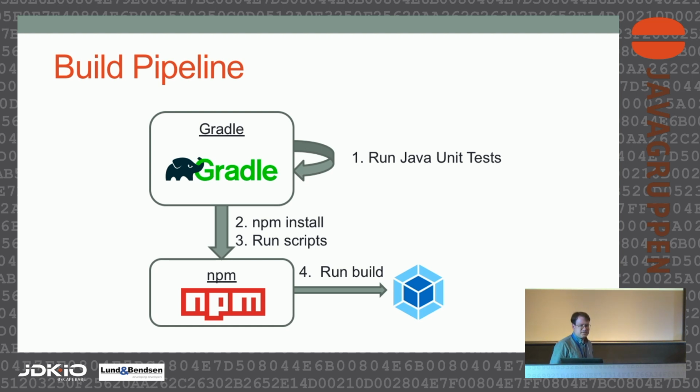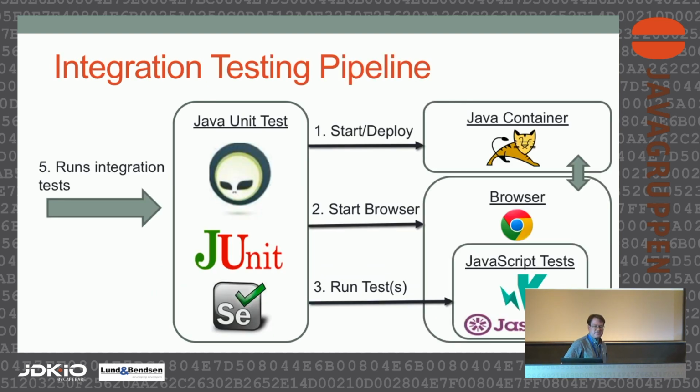So this is just an example build pipeline where you have your Gradle build, which runs the Java unit tests, executes your npm installs, runs your npm scripts, and then finally does the full build at the end. And a little bit more complicated integration testing using Arquillian, where we want to use Arquillian with JUnit with Selenium to run the tests, to execute Jasmine tests that are going to run in the browser against our Java container.